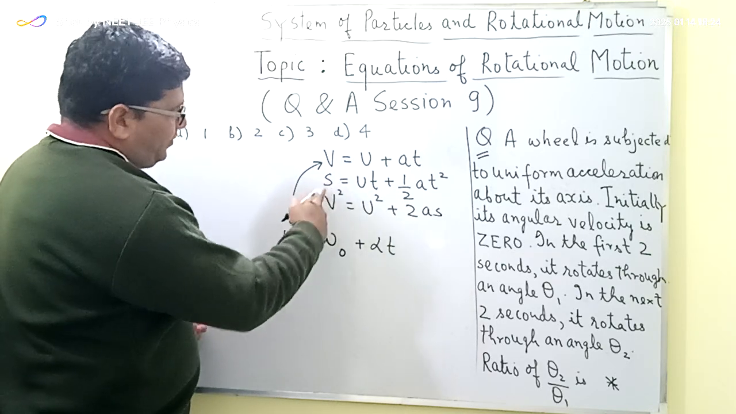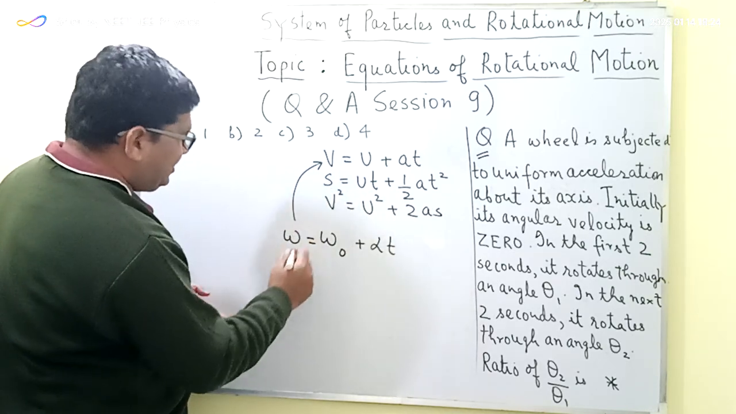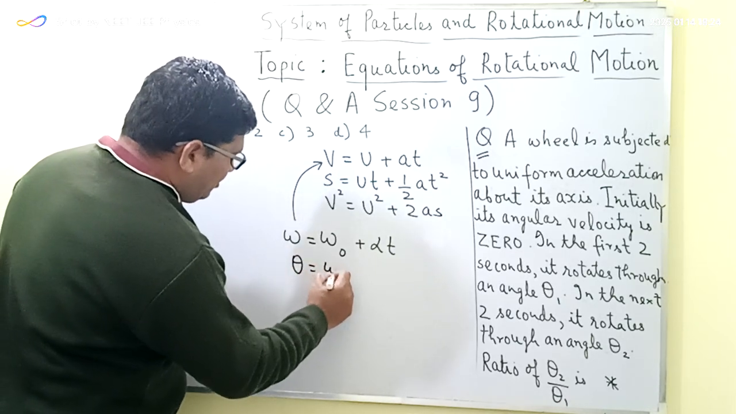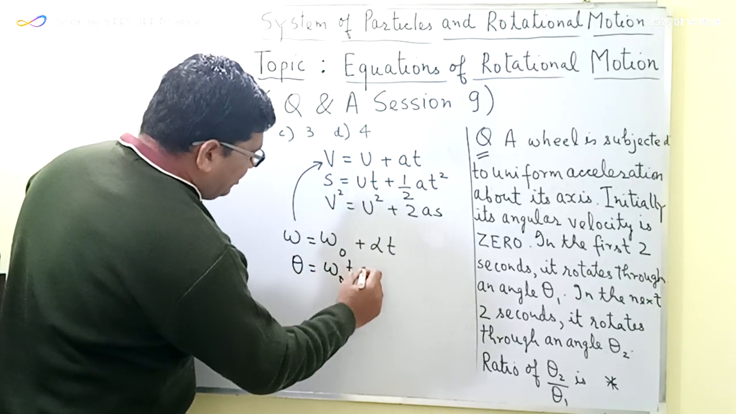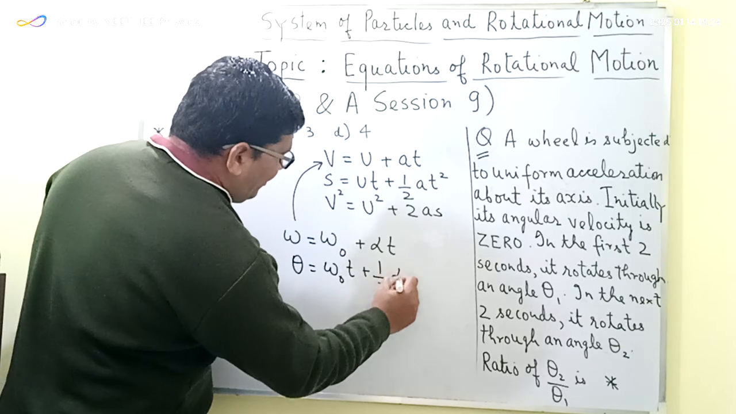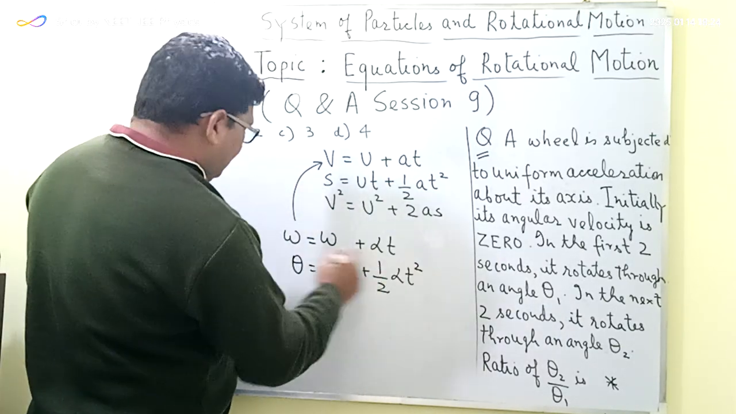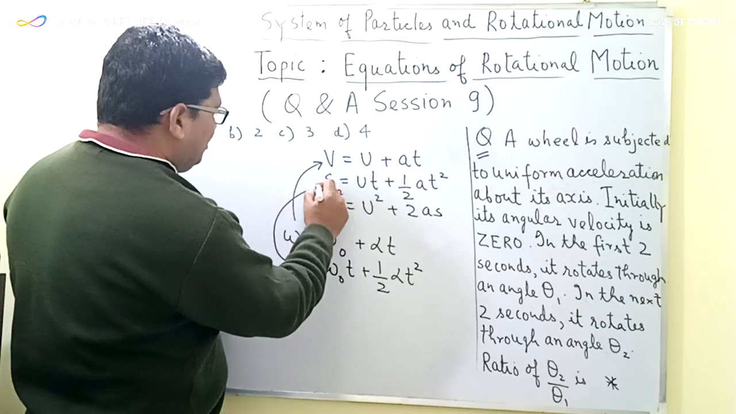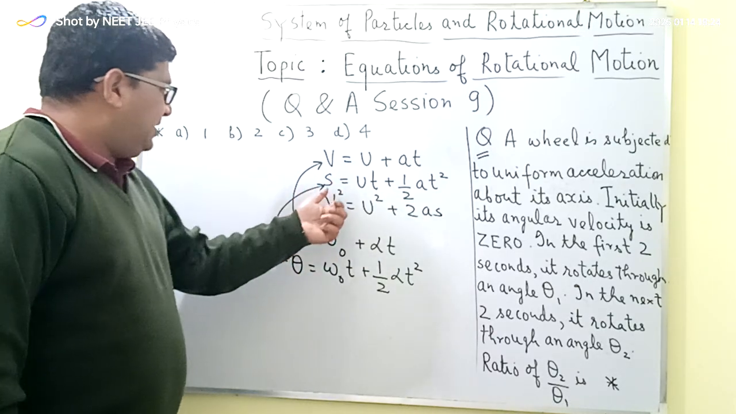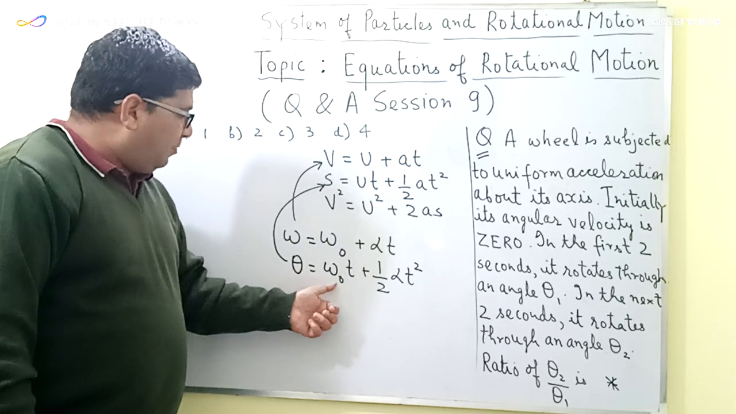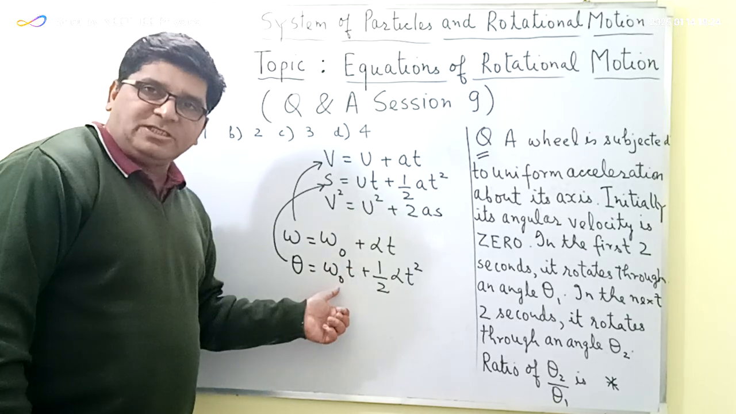इसी प्रकार से there is the second equation: theta is equal to omega naught t plus half alpha t square. Now this equation can be compared to this second equation. Now here s is the linear displacement, so here theta is the angular displacement. Omega naught is the initial angular velocity.